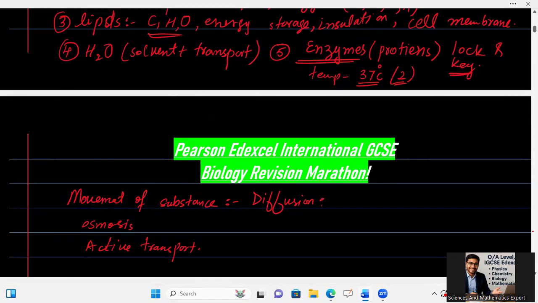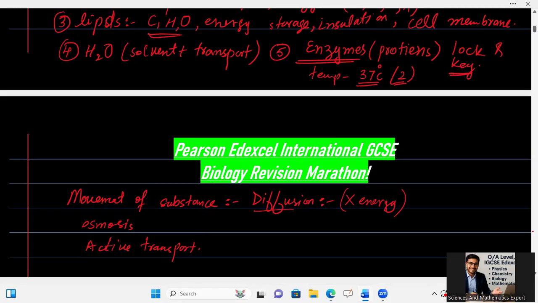In case of diffusion, it is the net movement of particles from a region of high concentration to a region of low concentration, down the concentration gradient, and it is passive. No energy is needed for its transfer, like gas exchange in the lungs. So the movement of molecules from higher concentration to lower concentration is called diffusion.